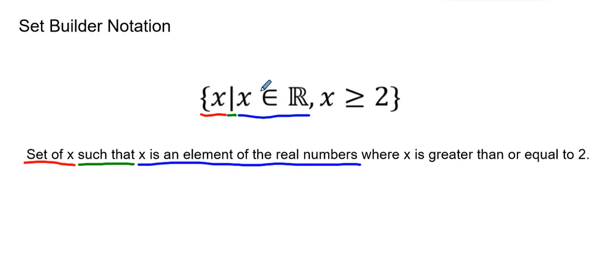So this could be written as a member or as part of or as an element of, and then this is where you'd put your number set. So it could be integers or natural numbers or real numbers. Then we have a comma, and that comma is the where. This is where we're going to start to now break down in smaller or more specific detail the restrictions. And then we say here we have restrictions where x is greater than or equal to 2. So that's the breakdown of what the different parts of the set builder notation mean.